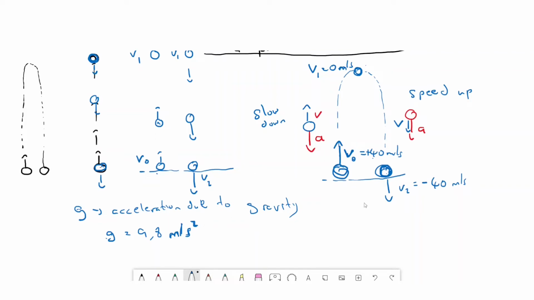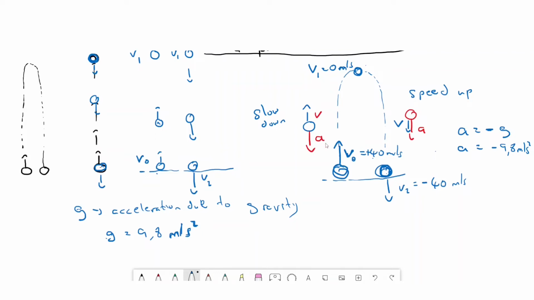So which means that the acceleration that you have here, a, is going to be equal to minus g. Why minus? Because it is pointing down. That is why it's going to be minus g, which means that a is always going to be minus 9.8 meters per second squared. So it doesn't matter whether the object is going up or the object is coming down. The acceleration is just pointing in the same direction.